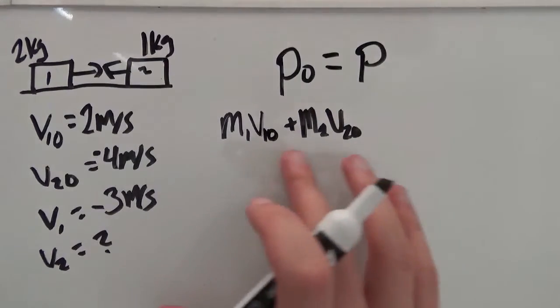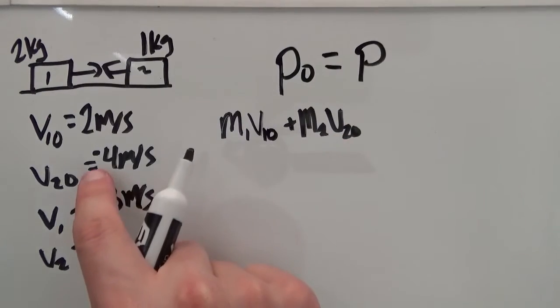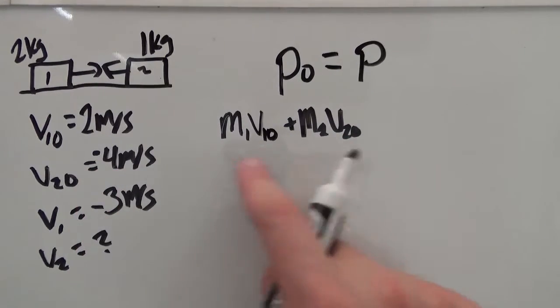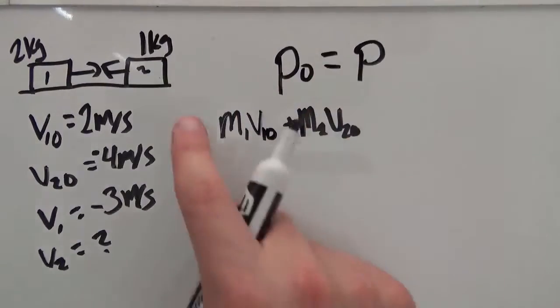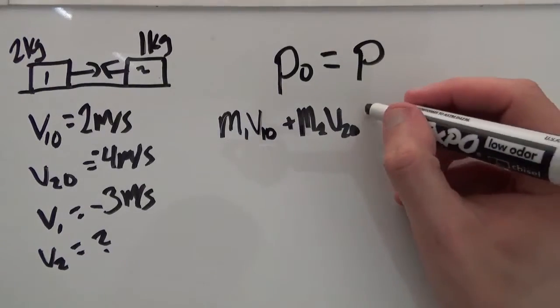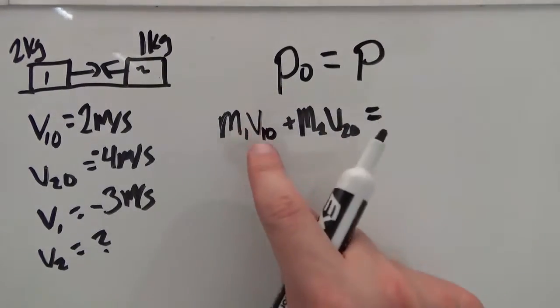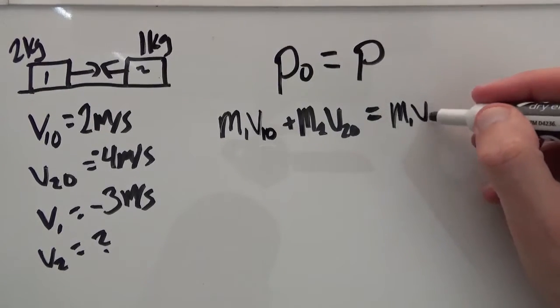We always add them together because your signs are taken care of in your velocity, right? The velocity is where the sign comes from, not the equation. So for momentum, you're always adding the total momentum. It's the sum of momentums, but the signs are taken care of in the velocity. So that's our initial momentum, block 1 and block 2. And then our final momentum, same thing, except it's the final velocities.